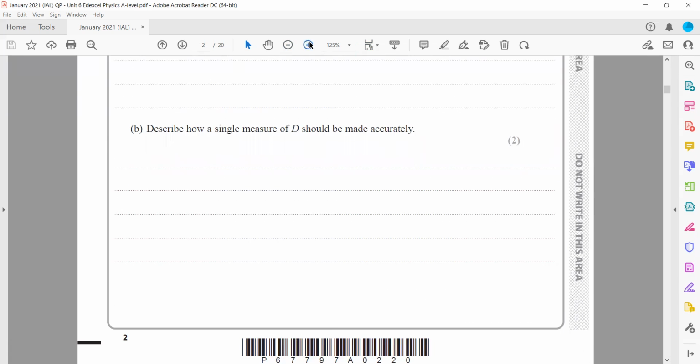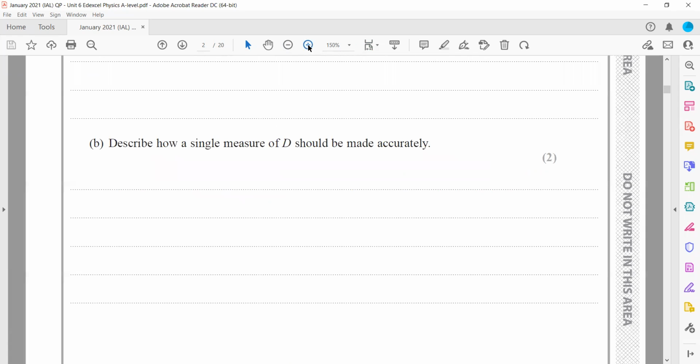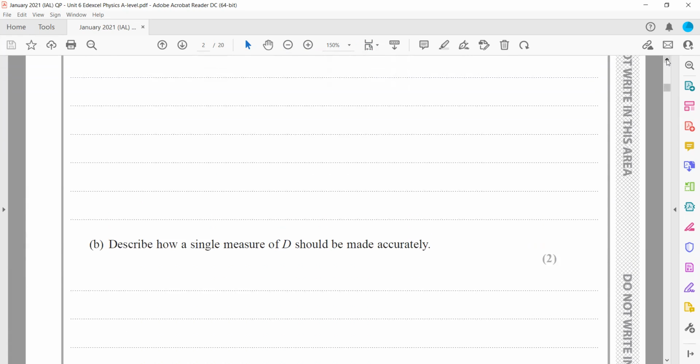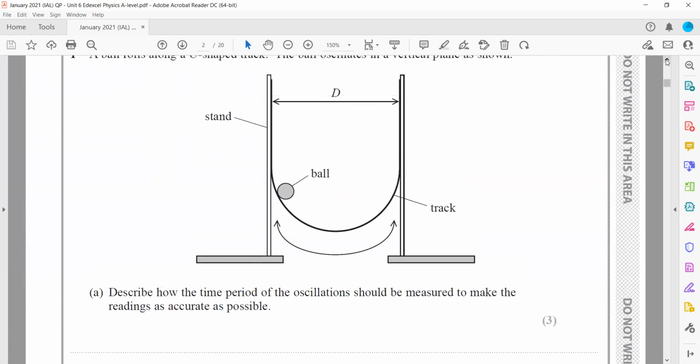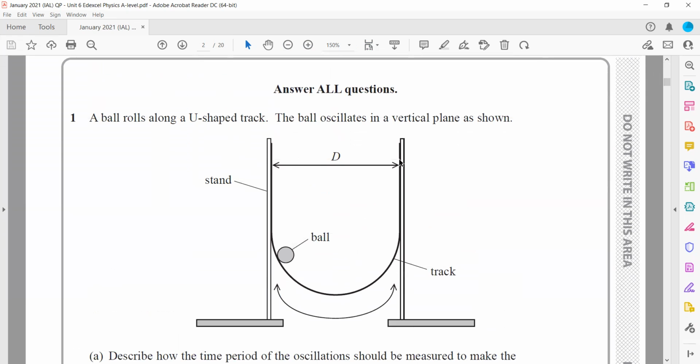Describe how a single measurement of D should be made accurately. So what is D? You can see that it's a distance between the two sides of the track, and this is a horizontal distance. So whenever we want to measure a distance, what we should do is place a meter rule horizontally.